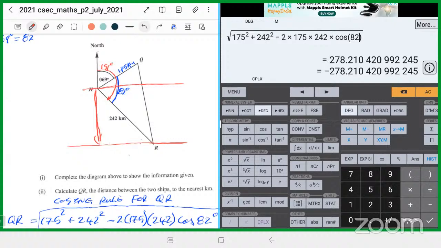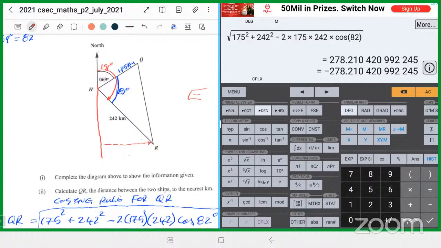If they wanted how far east, east is this direction. You have this position here, and then the R is this distance to the right. That's how far east it would be. If they wanted how far east R is from H, they would be talking about this distance. But how far south, as I said, is the distance down here.